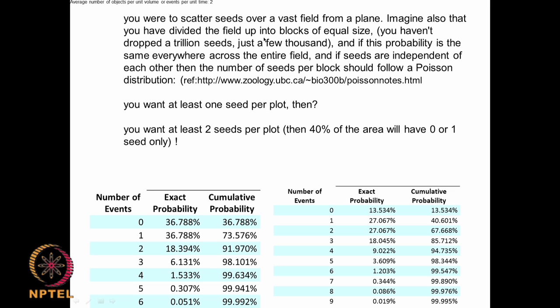So, we can again use the Poisson distribution. As we can see, we can say at least one seed we can have about 36%, and at least 2 seeds per plot you can have 40%. That means 2 seeds, 0 or 1 seed it could be. Like that we can calculate using the GraphPad software.